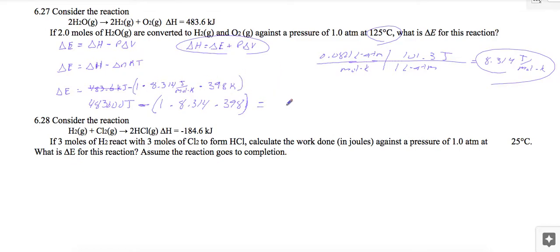gets us 480 thousand joules, which is equal to 480 kilojoules. And we can compare this to our original value of 483.6 kilojoules, and the difference between those two values is insignificant. 3 kilojoules, 3.6 kilojoules is a very, very small value of heat. So there's that. All right.